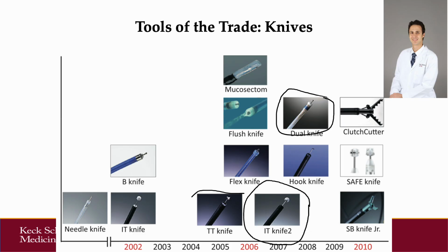The triangle tip knife is also used, probably more frequently for the POEM procedure, but it is useful in that it has this triangle tip that can allow you to hook the tissue to more easily cut, especially if you're trying to cut muscle, which you would do during something like a POEM procedure.